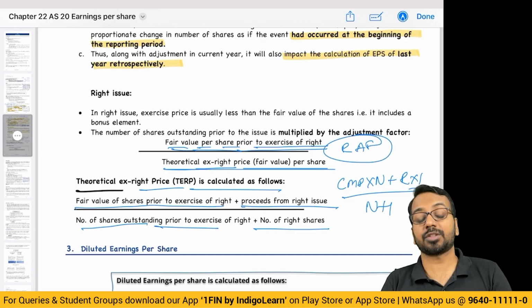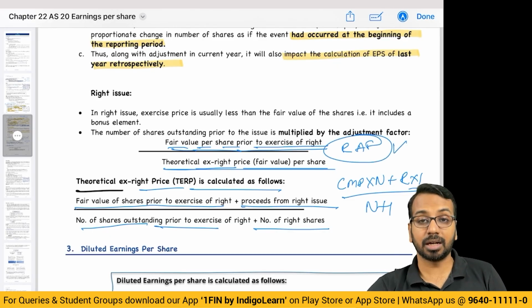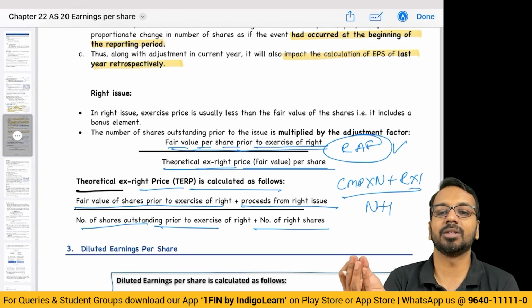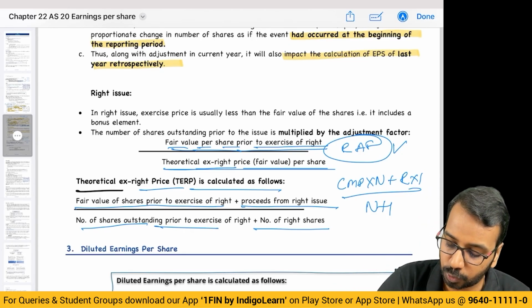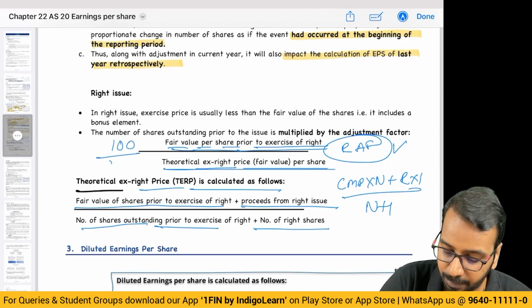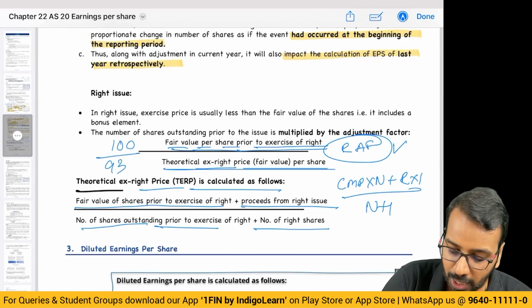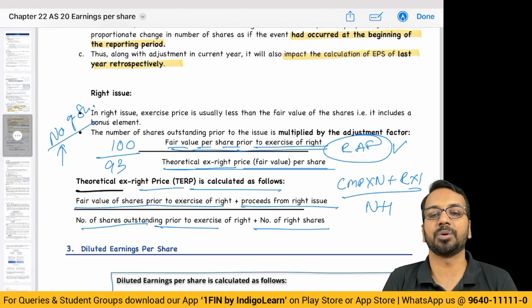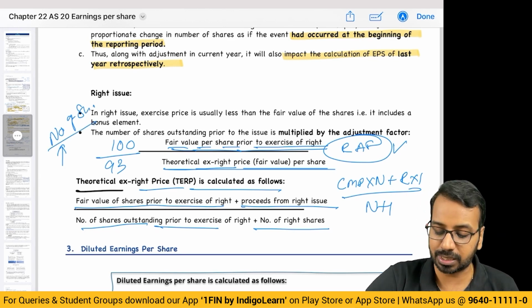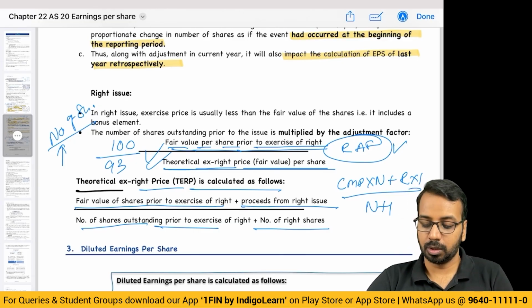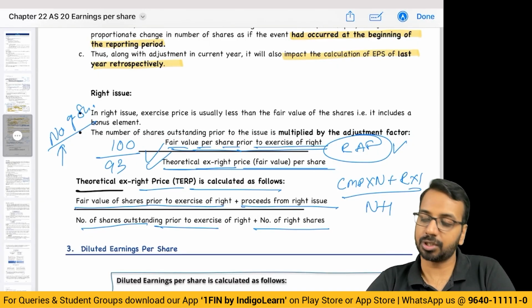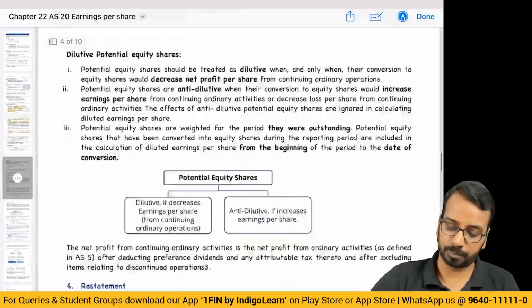This will be the rights adjustment factor. You will multiply the number of shares by this rights adjustment factor to arrive at the total number of shares before the rights issue. When you do this, fair value per share was 100. After that, it became 93. So, I am increasing the number of shares. Basically, I am adjusting for the bonus element by using this formula. Okay. Now, we'll take one question, and once we do that question, you will have more comfort in this.